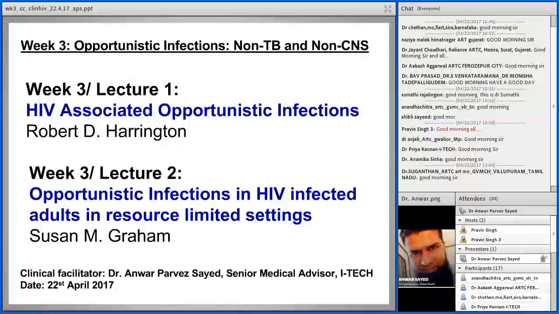Like every time, we had 2 lectures from UW faculties. The first lecture was on HIV-associated opportunistic infections by Dr. Robert, and the second lecture was on opportunistic infection in HIV-infected adults in resource-limited settings, which was done by Dr. Susan. I hope all of you have gone through those 2 lectures. So this clinical contact session will be a kind of revision for all of us.